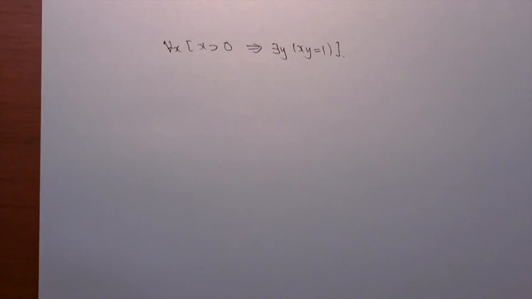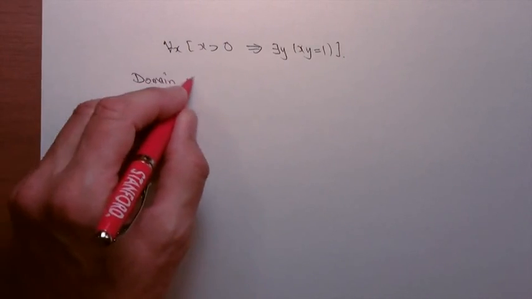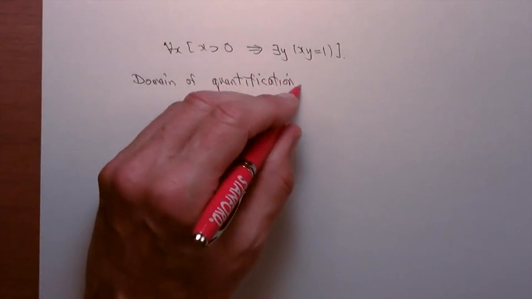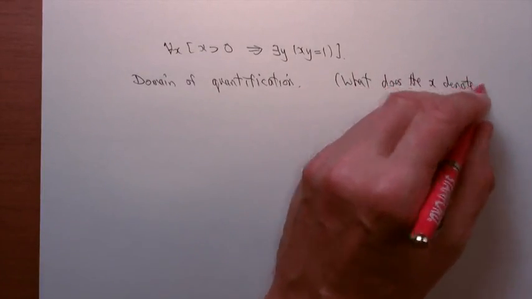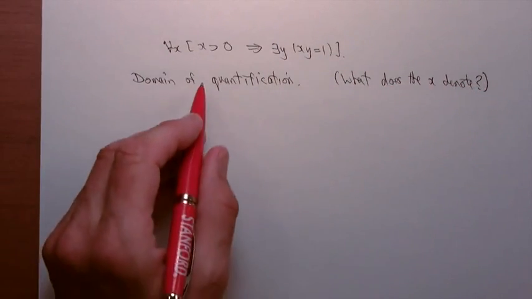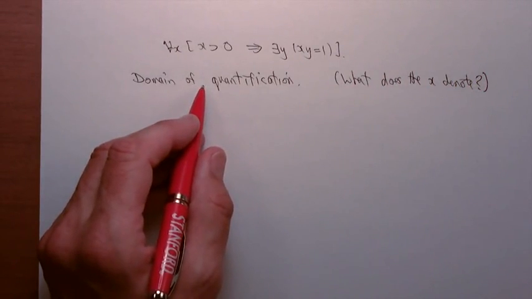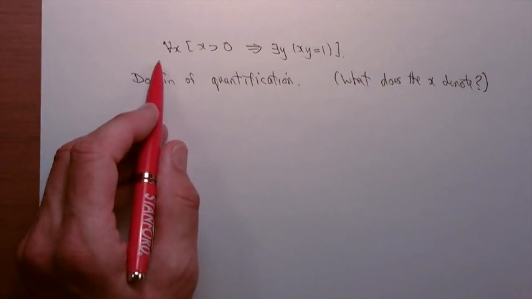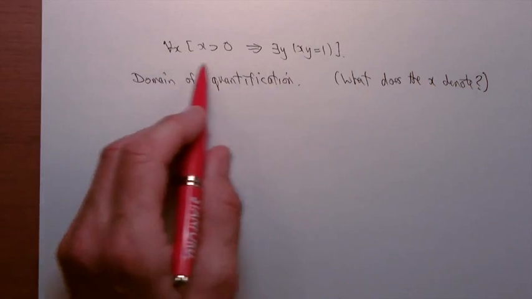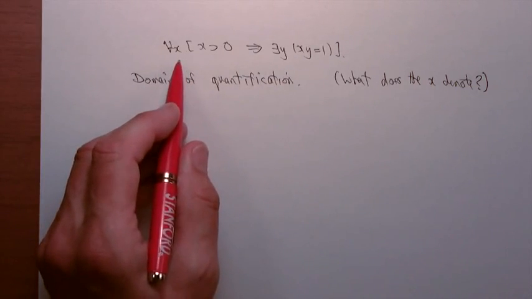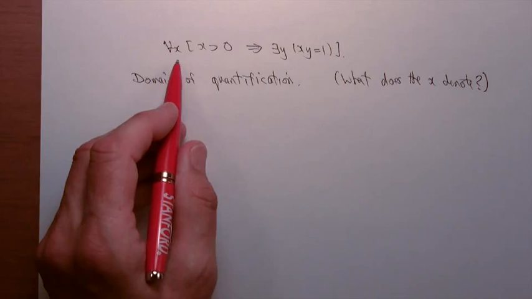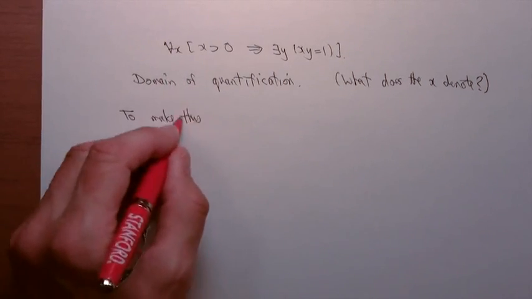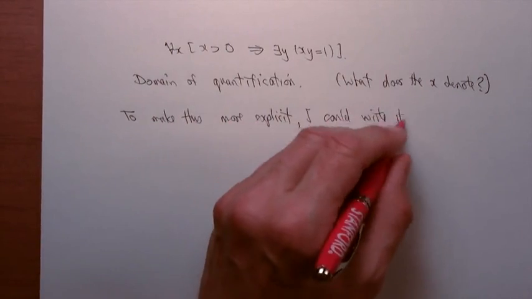Associated with any quantifier, we have what's called a domain of quantification, which tells us what the x denotes. If the domain of quantification is obvious, if we've set it in advance or the context makes it clear what it is, then we can use statements like that. If there's any danger of misunderstanding, if there's any potential ambiguity, we can make the quantifier more explicit by stating the domain of quantification.